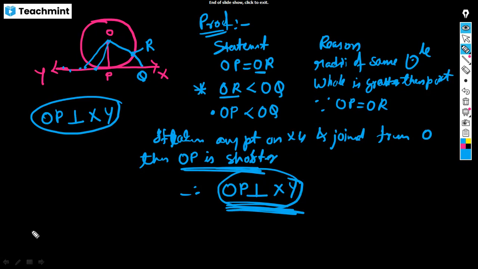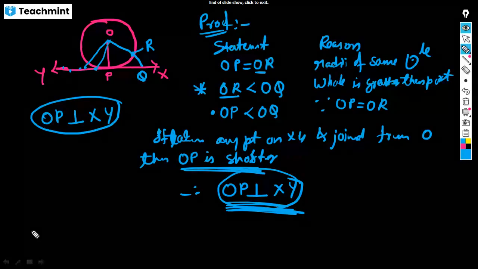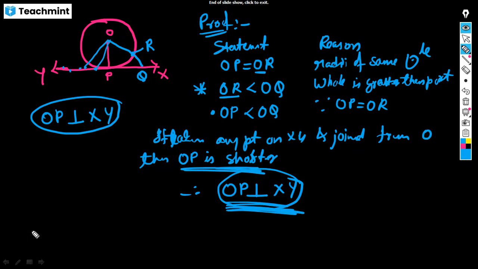Yes, sir. Whether anyone is there or not, have you got the idea about this theorem? Yes, sir. Okay. Can anybody prove that OP is perpendicular to XY? Tell us how much you understood, somebody say it. Vishal, anyone?